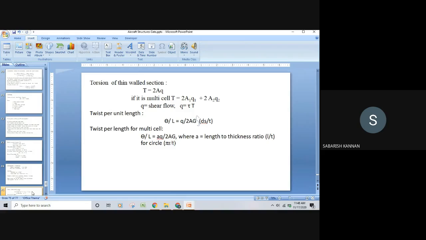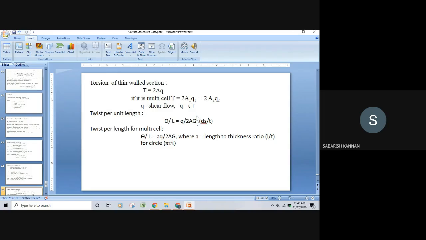So next one, the torsion of involved section. We would have studied this in Aircraft Structures 2, I think. That comes in the third unit, torsion of multi-cell, the Bredt-Batho formula we mentioned. That Bredt-Batho formula is T equal to 2AQ, for a single cell. If it is a multi-cell, T equal to 2A1Q1 plus 2A2Q2.